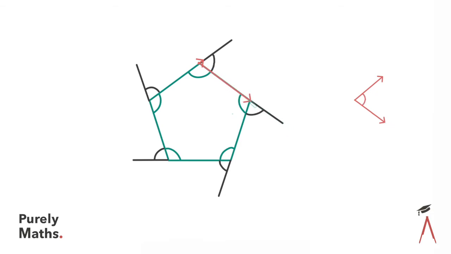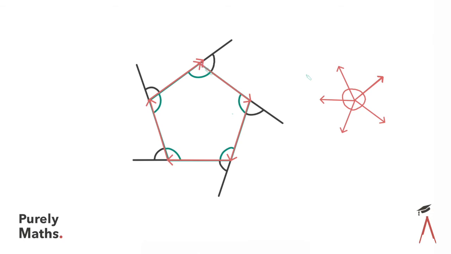Facing this direction, so we need to turn right again, and we are turning through that second exterior angle, and then we can continue to this corner. Facing this direction, so we turn through the third exterior angle to get to this corner, then we turn through the fourth to get to this corner, and then we turn through the fifth exterior angle to get back to the beginning.